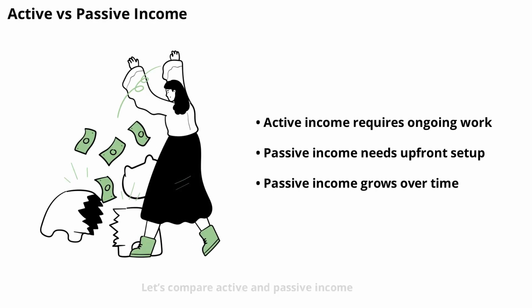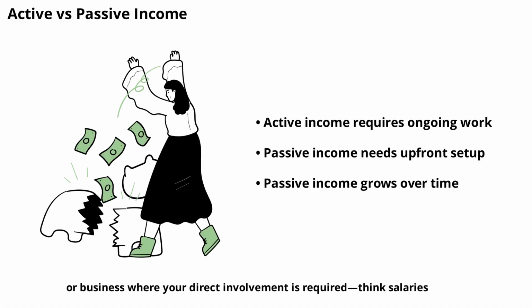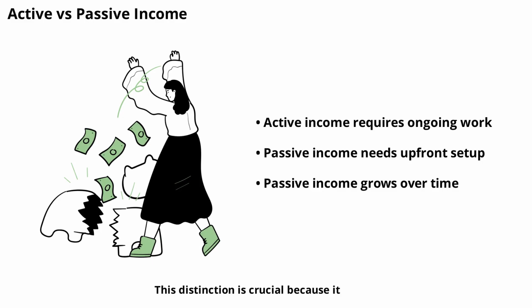Let's compare active and passive income. Active income is what you earn from a job or business where your direct involvement is required. Think salaries, hourly wages, or freelance work. Passive income, on the other hand, is generated from assets or systems that don't need your constant attention. This distinction is crucial because it shapes how you approach building wealth. While active income pays the bills, passive income builds long-term security and freedom. Most people start with active income and gradually transition to passive streams as their assets grow.